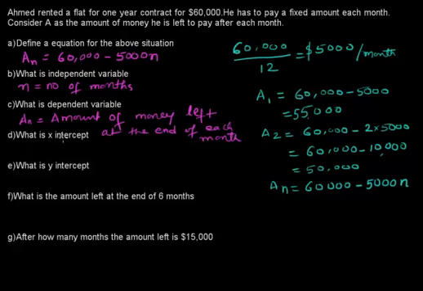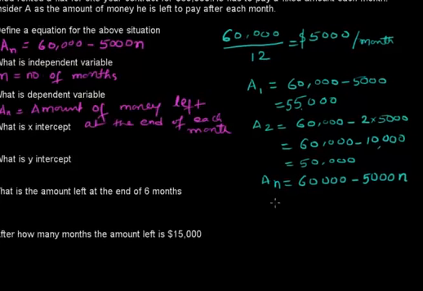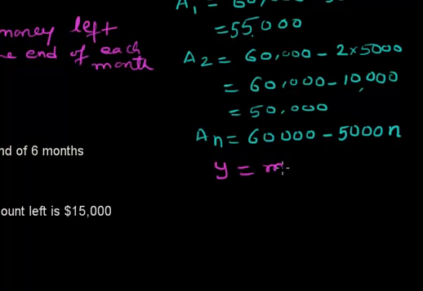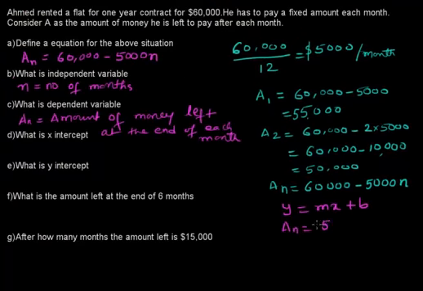What is the x-intercept? If we look at this equation and compare it with y equals mx plus b, this takes the form A_n equals m. Your m is 5,000, n becomes the variable, and b is 60,000. If I compare both of them, y equals mx plus b.